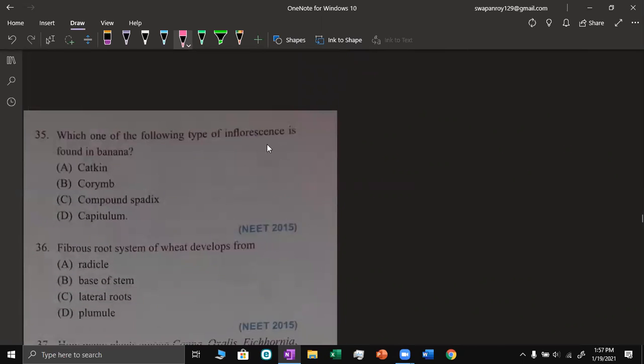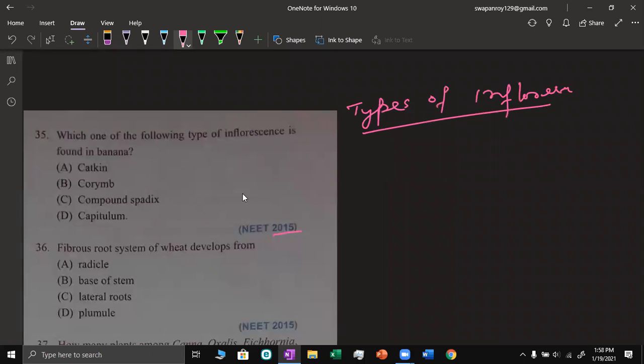Here is also a question that was asked in 2015. This is also a question based on the types of inflorescence, but this is also no longer in the NCERT book. So forget it. Catkin, corymb, compound spadix, capitulum, these are all types of inflorescence. In the NCERT book we know what inflorescence is and the two main types, that is racemose and cymose. That has only been given.